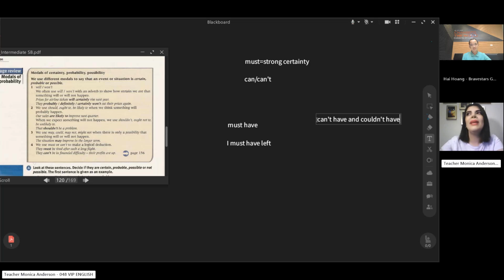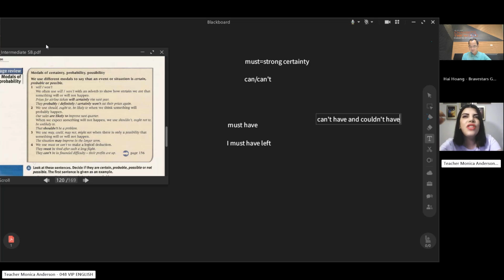Well, now we have the next one, probability. So it's really clear. We use it to express a moderate level of confidence or certainty.